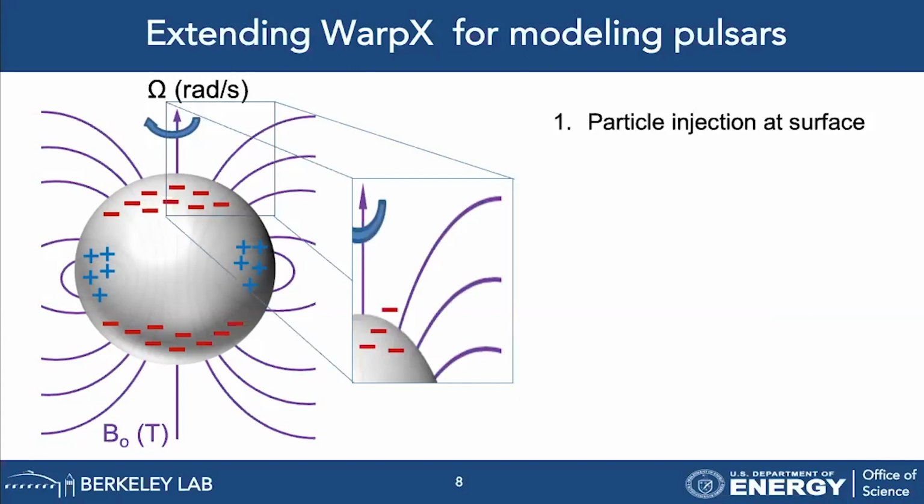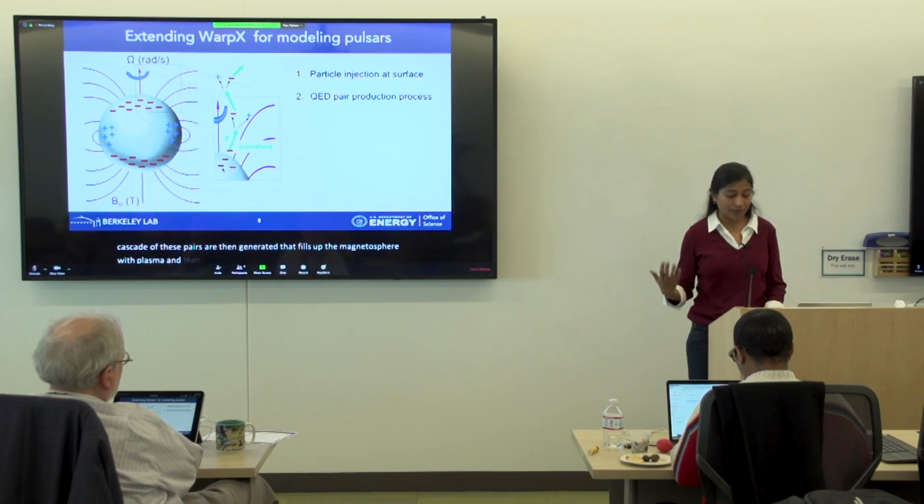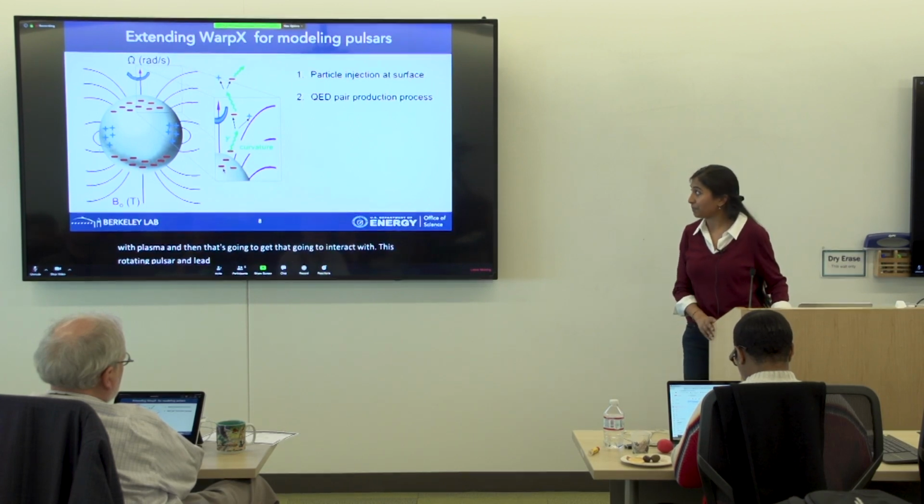And as these electrons get extracted and start moving along these curved field lines, due to curvature radiation, they're going to emit gamma ray photons. These gamma ray photons, in the presence of a strong electric field, will then emit pairs. These pairs, again, there's another electron that's generated. It's going to emit curvature radiation gamma ray photons, and a cascade of these pairs is then generated that fills up the magnetosphere with plasma, and then that's going to interact with this rotating pulsar and lead to electromagnetic radiation.